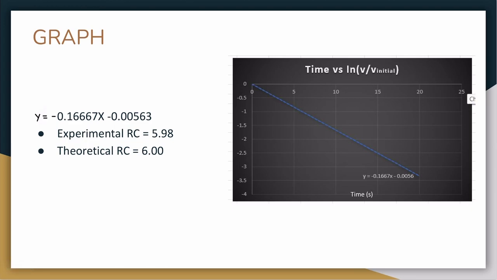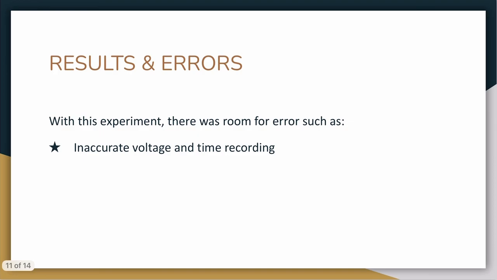Here's a graphical representation in which our equation was negative 0.1667 minus 0.00563. So our experimental RC was 5.98 and our theoretical RC was 6. With this experiment, there was room for errors such as inaccurate voltage and time recording.